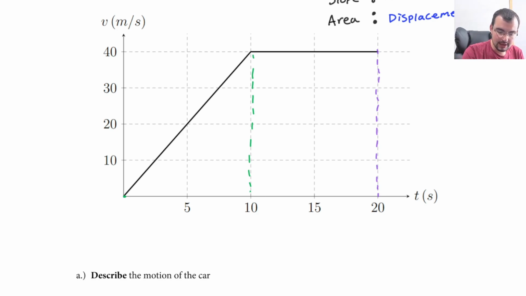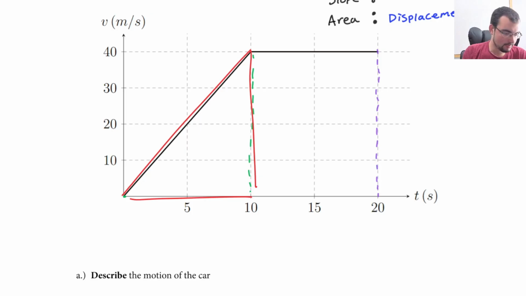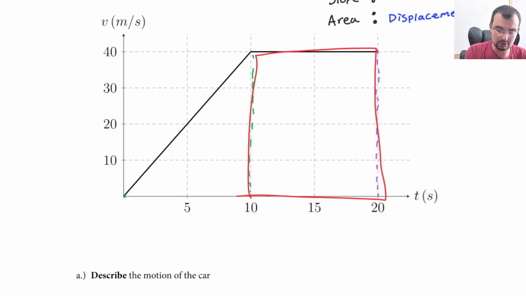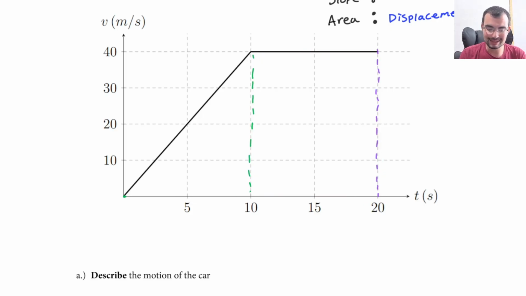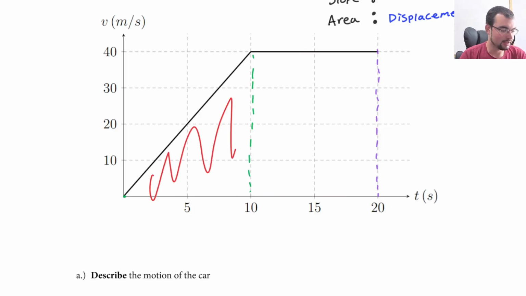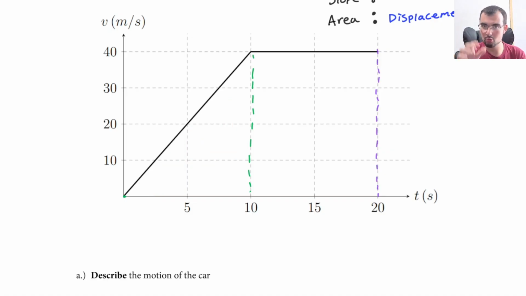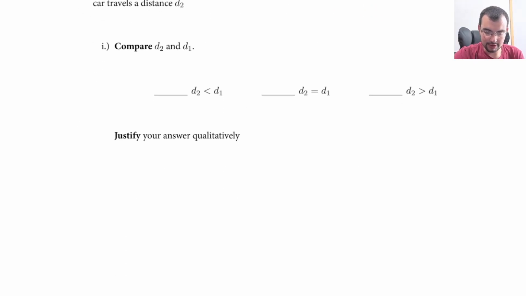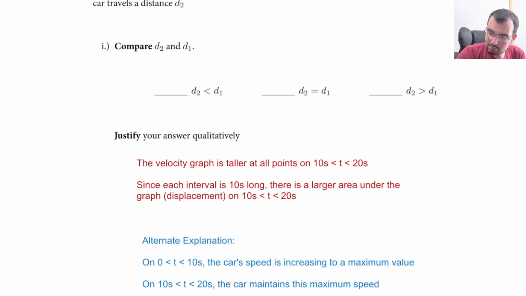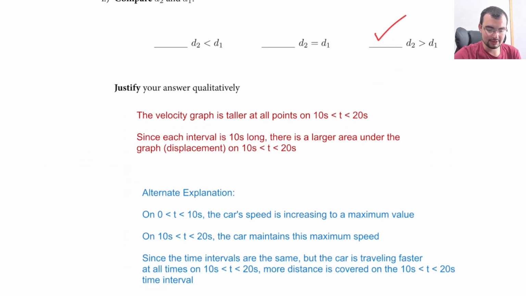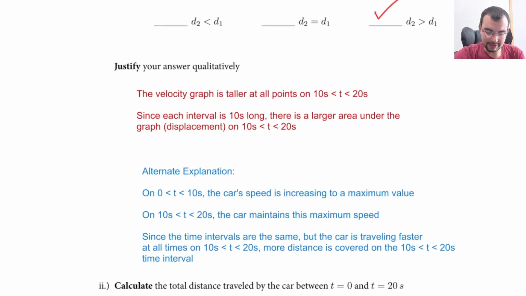Now, if you wanted to argue that distance is the area under the curve, you could argue that the shapes made have the same base and same height, but one is a rectangle and one is a triangle, so we get less area in the triangle. If you wanted to take a geometry argument, right? Because it's 1/2 base height versus base height. So I kind of gave you both here. D2 is bigger than D1 because the velocity graph is taller at all points. So there's a larger area under the graph.